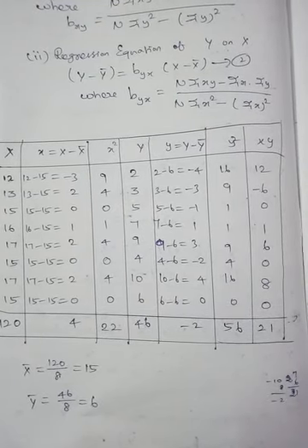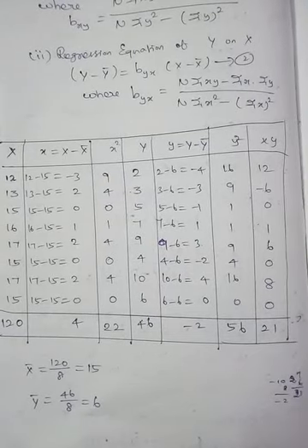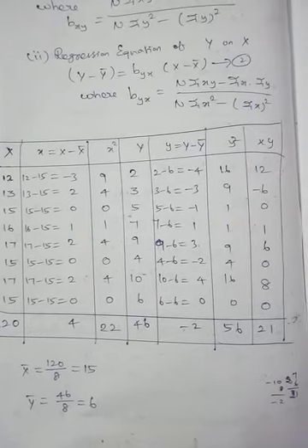So find the total for each column. The first one, summation small x is 4, summation x squared is 22. Okay, now go to the next thing.